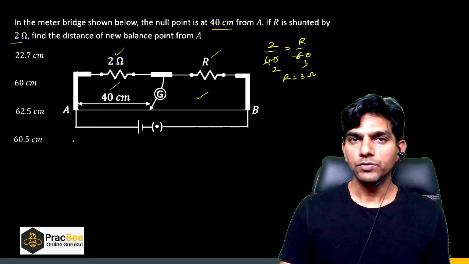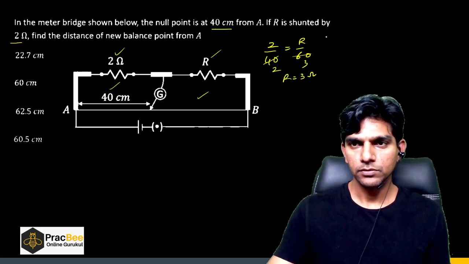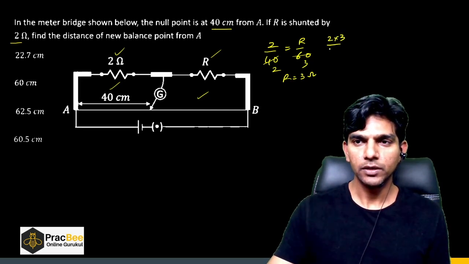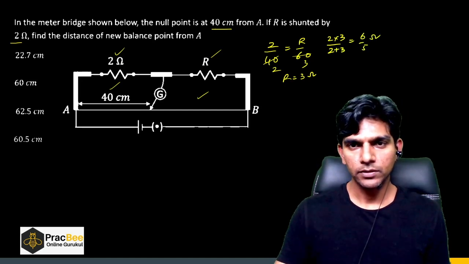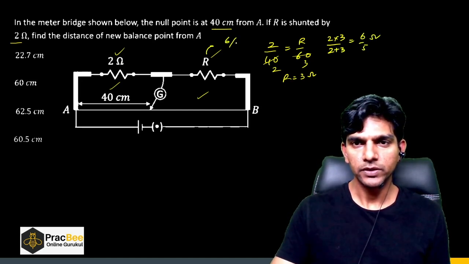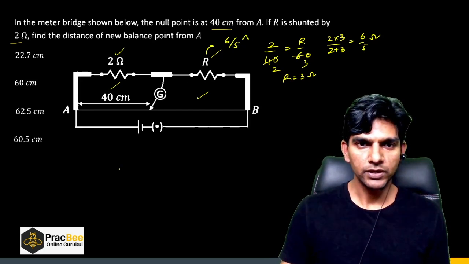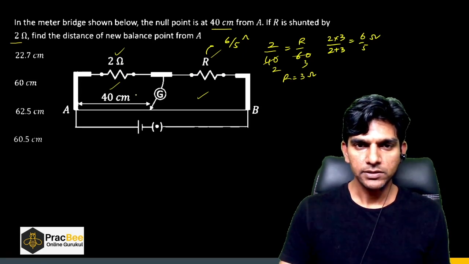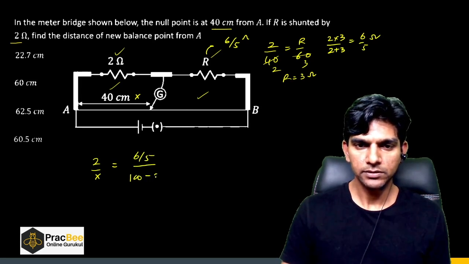Now what we have done, we have shunted 3 with 2 ohms. So the equivalent will become 2 times 3 upon 2 plus 3. So this will be 6 by 5. So 6 by 5, now this R will become 6 by 5, right? In this bridge, the resistance will become 6 by 5. So let us say this value is X. So 2 by X is equal to 6 by 5 upon 100 minus X.